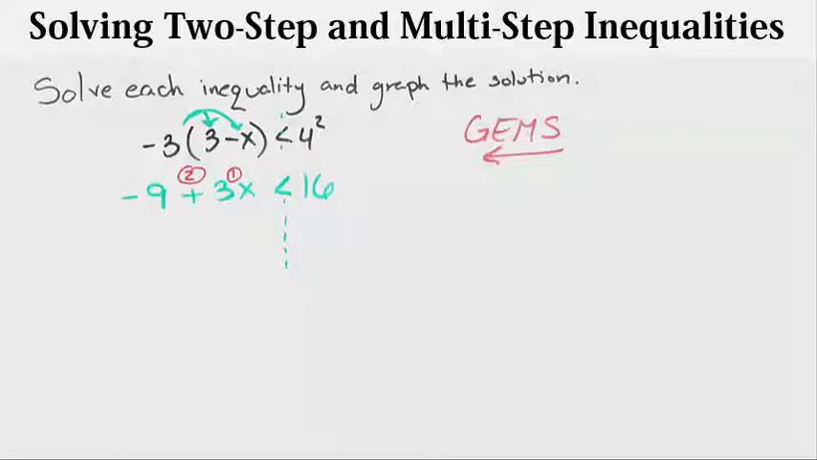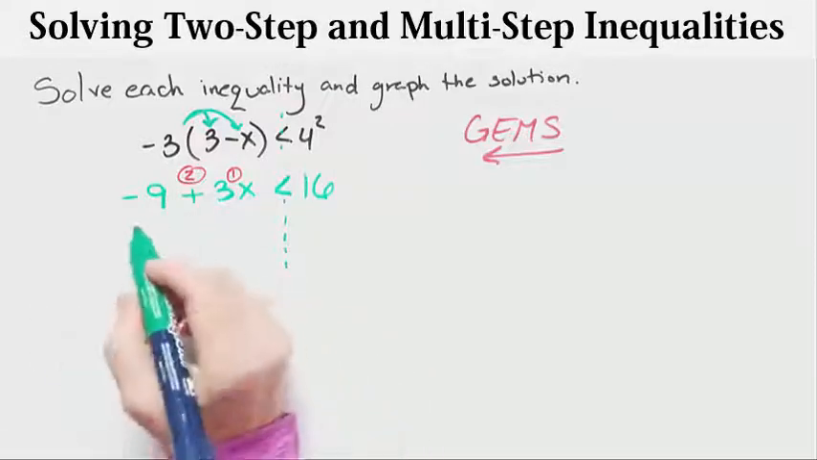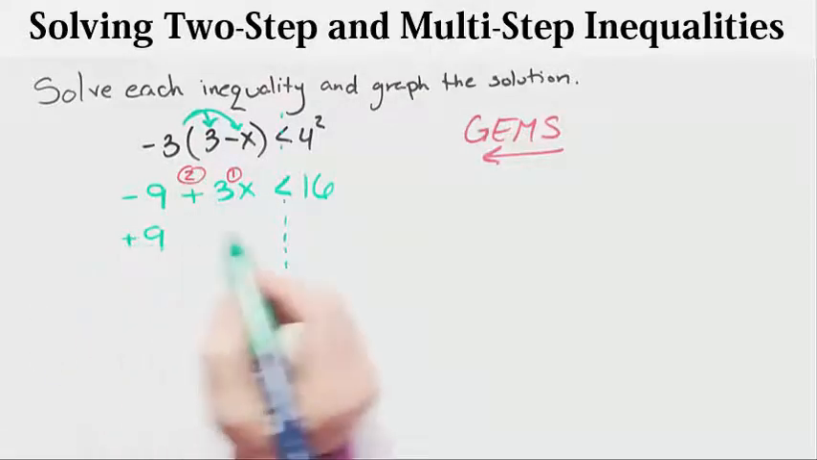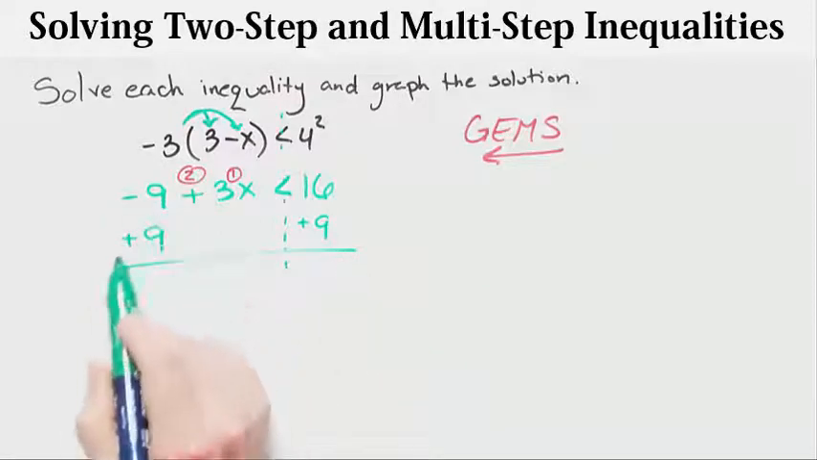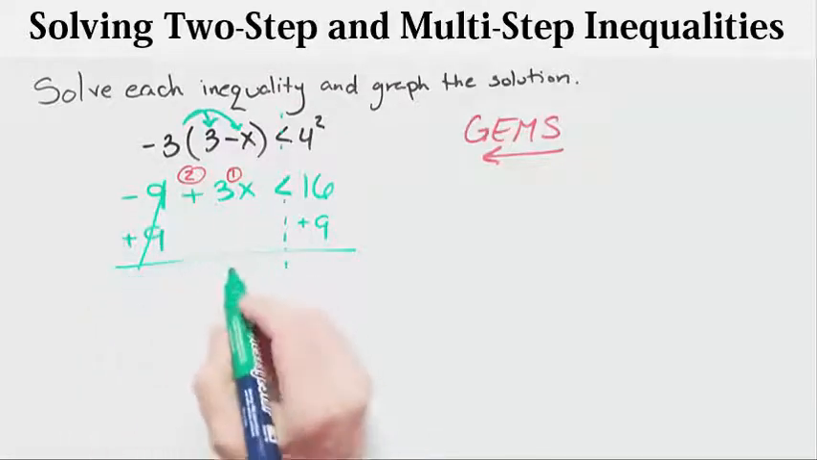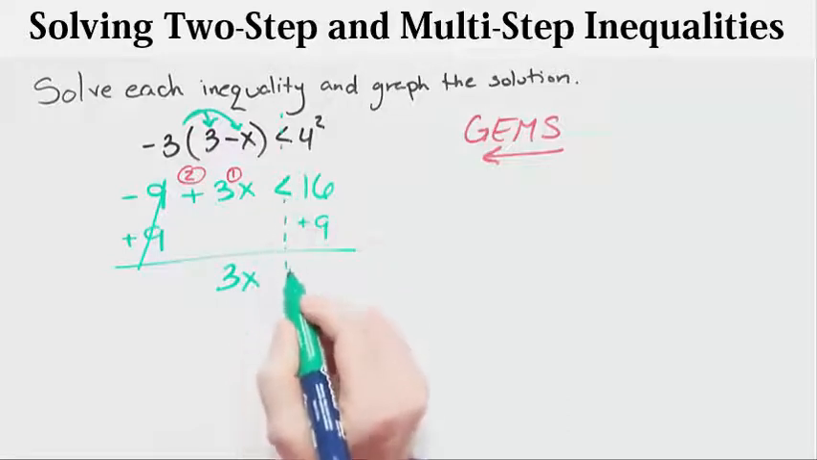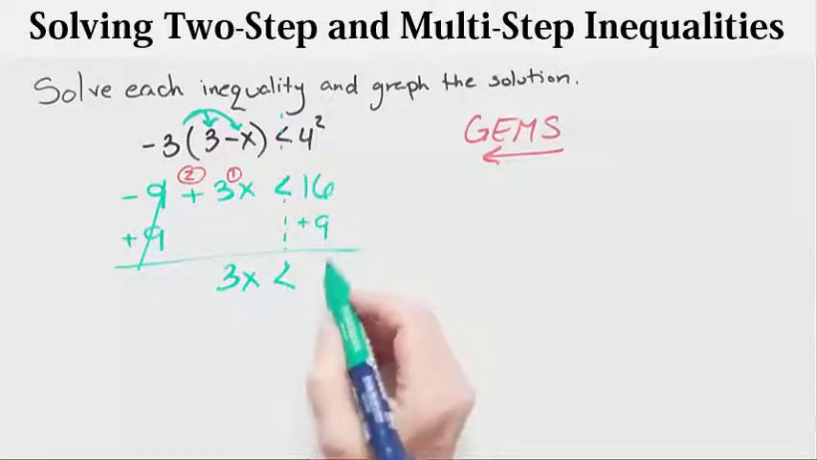We have to go backwards. So the first thing that needs to go is this negative 9. What do you pair a negative 9 up with to make it disappear? You pair it up with a positive 9. So we're going to pair positive 9s on both sides. Negative 9 plus 9 turns to 0. I'm left with this positive 3x is less than 16 plus 9 is 25.